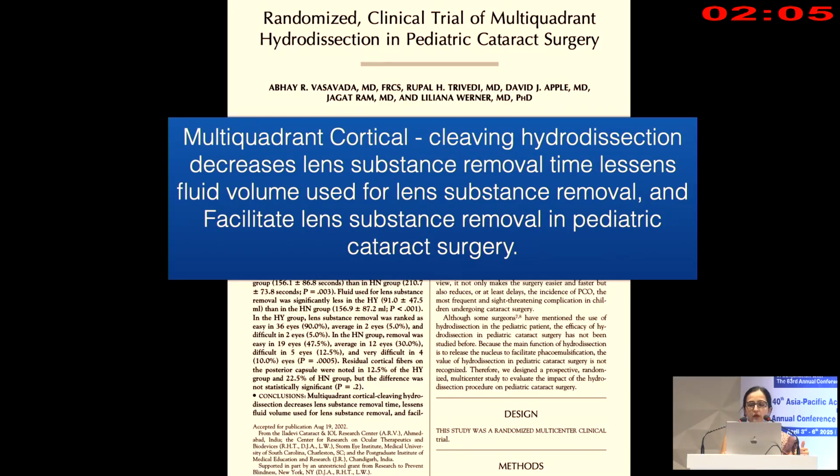And like we discussed in the previous clinical examples, doing a multi-quadrant cortical cleaving hydrodissection not only helps you, but it reduces the time used and the fluid used during the surgery, because it frees up those fragments. And this was documented with the team of Dr. David Apple's lab several years ago.